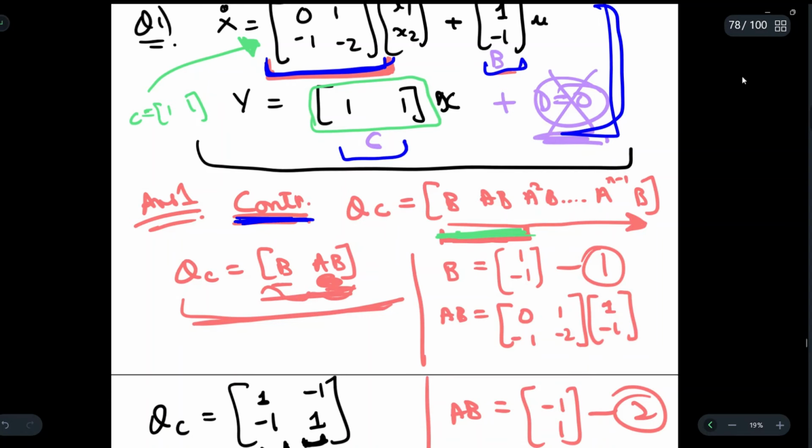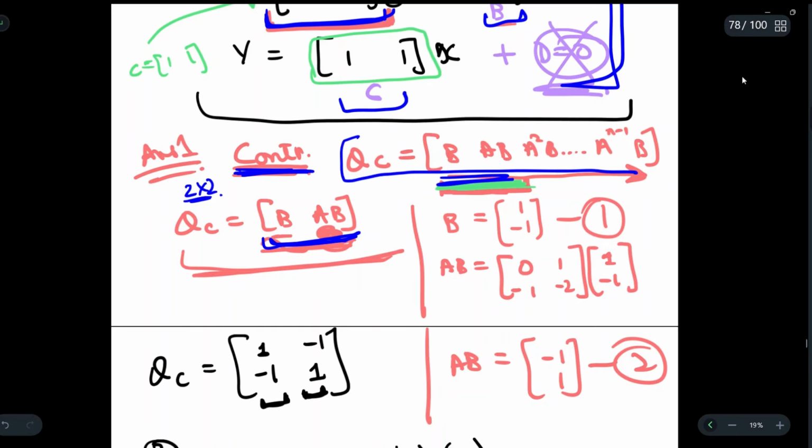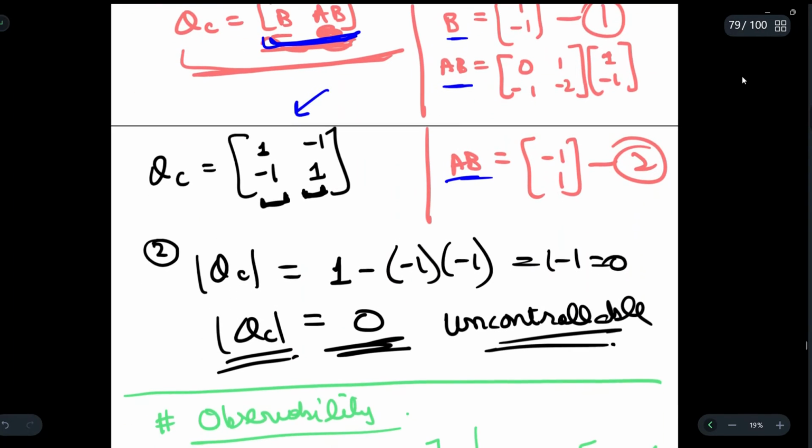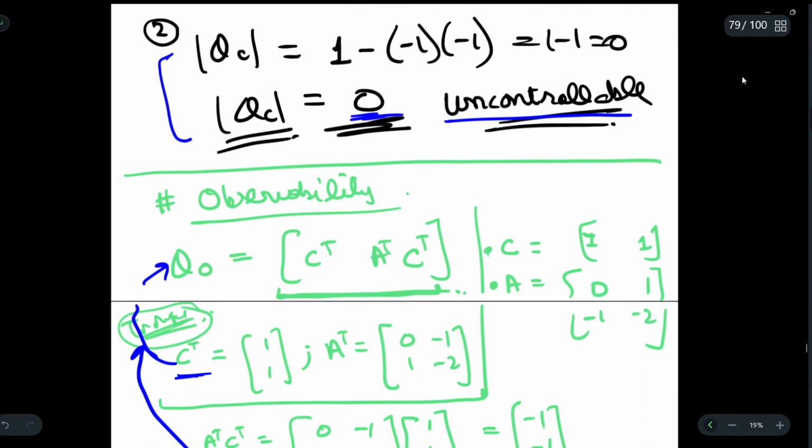In order to find that, we will find out the QC matrix, whose number of terms will be determined by the size of the matrix A. As we know that the size of the matrix A is 2 cross 2, we took two terms in the QC matrix. Then we found out the terms for the QC matrix, that is, we found out B, then we found out AB. Then we simply put these two in QC. Then we found out the determinant of QC, which came out to be 0. So it is uncontrollable.